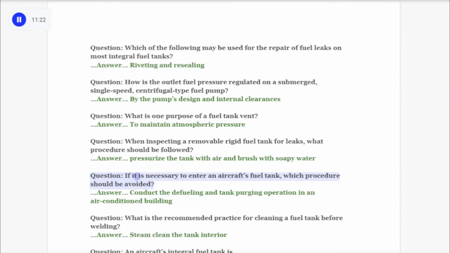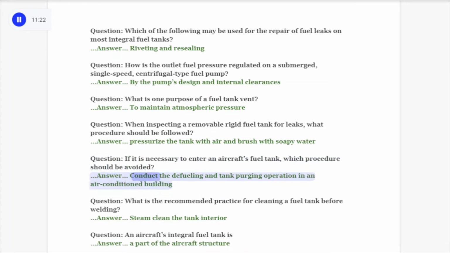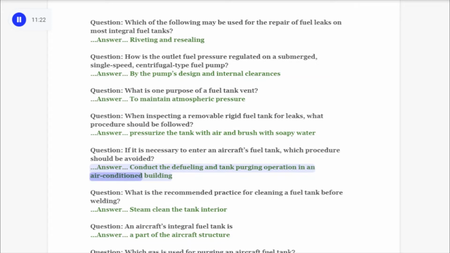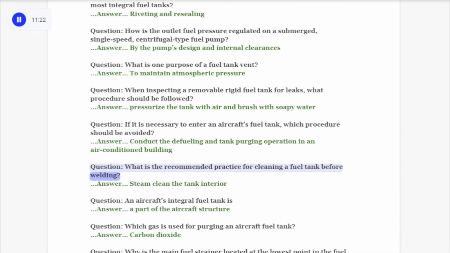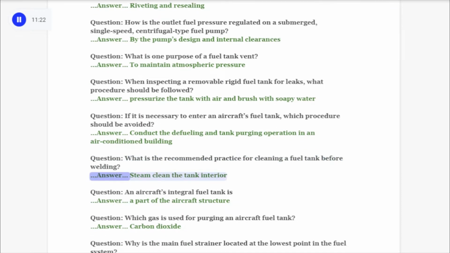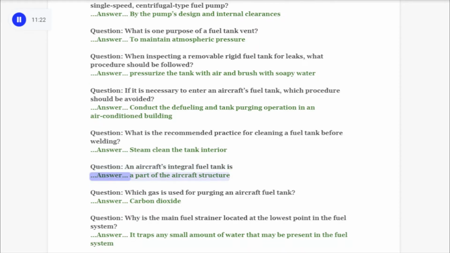Question: if it is necessary to enter an aircraft's fuel tank, which procedure should be avoided? Answer: conduct the defueling and tank purging operation in an air-conditioned building. Question: what is the recommended practice for cleaning a fuel tank before welding? Answer: steam clean the tank interior. Question: an aircraft's integral fuel tank is? Answer: a part of the aircraft structure.